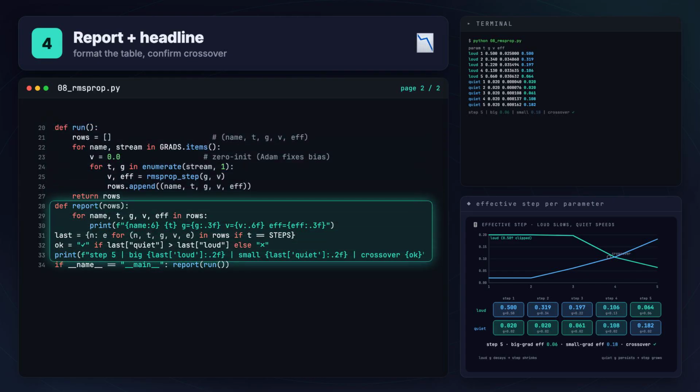The print block, we format the table to 4 significant figures per the Bible, 1 row per parameter per step, then a headline line at the end. The loud parameter's final effective step, the quiet parameter's final effective step, and a check that they crossed. That last printed line is the one quoted in the episode header and the one the figure visualizes. Big grad effective step 0.06, small grad effective step 0.18, crossover confirmed.